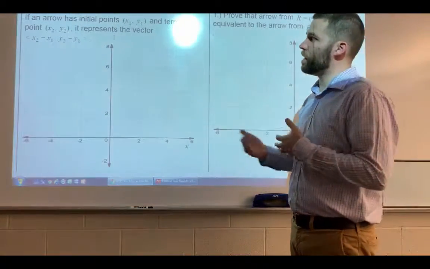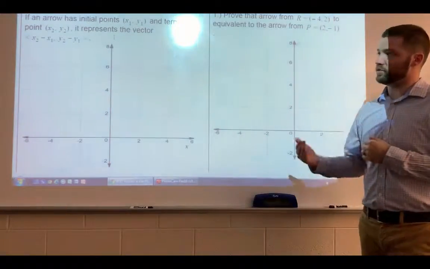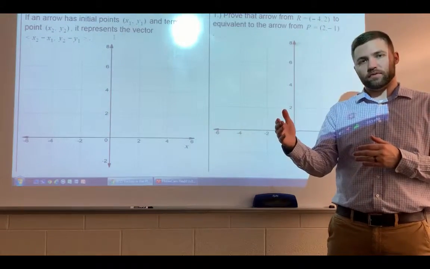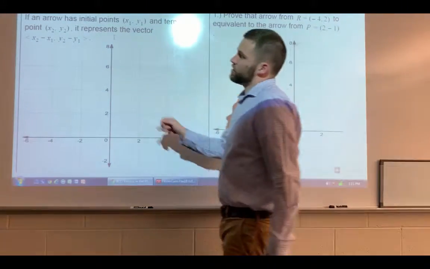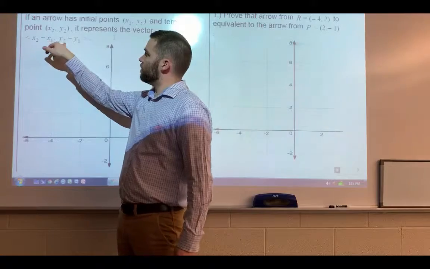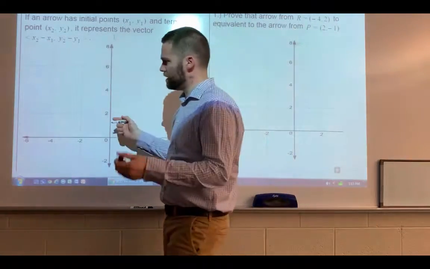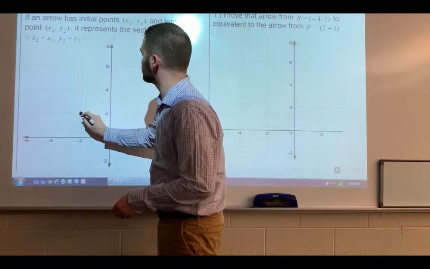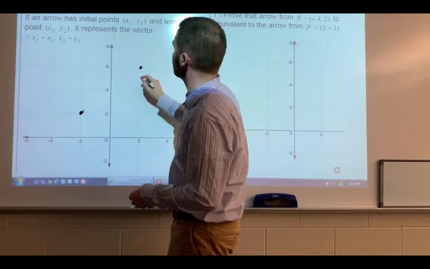Okay, so if an arrow has initial point at x1, y1, and terminal point at x2, y2, remember, initial point is where the vector starts, terminal point is where the vector ends. It represents the vector given by this: x2 minus x1, y2 minus y1. So we can sketch that out. If you take any vector in the plane here, so if you started here at -2, 2, and you draw it to 2, 6.